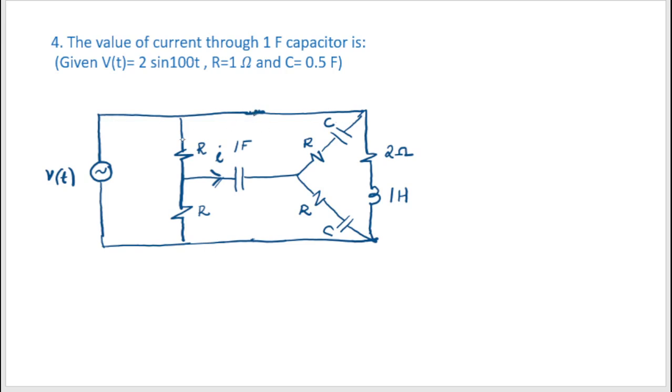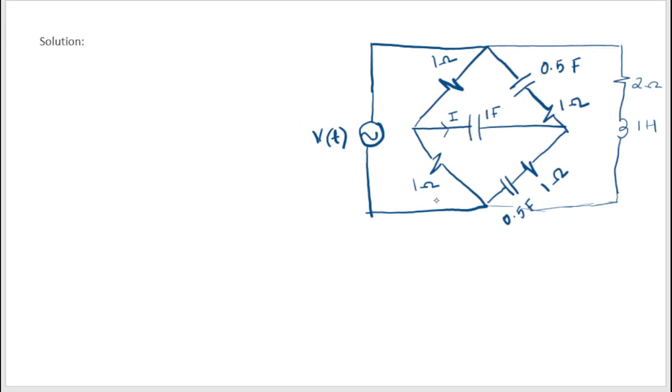So we can connect all these resistors, this voltage V of t and capacitor to this point, and similarly to this point we can connect this resistor, this capacitor and the voltage source. So we get this figure.